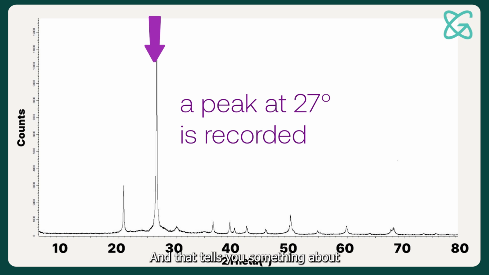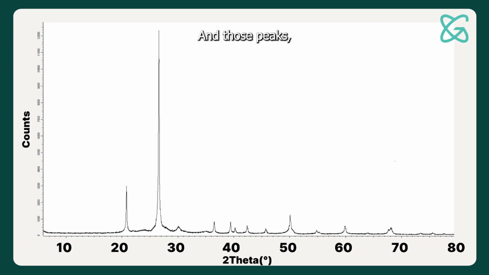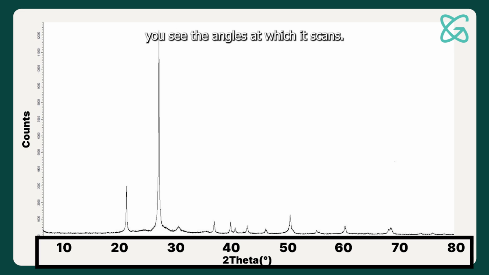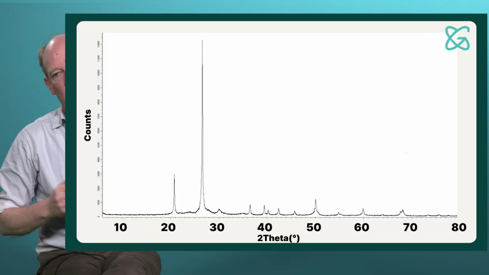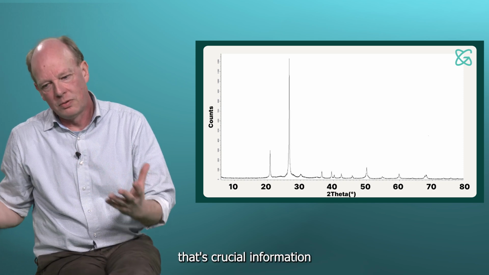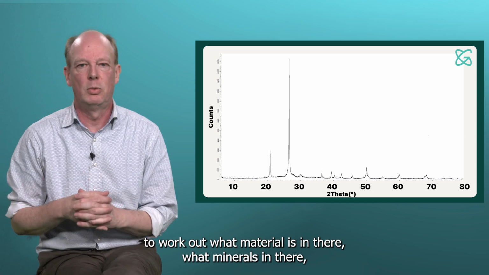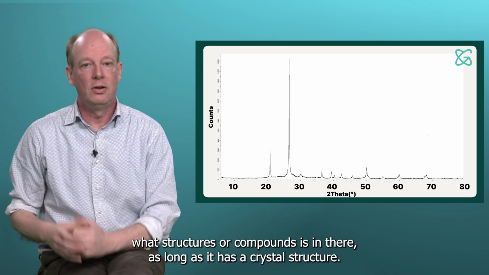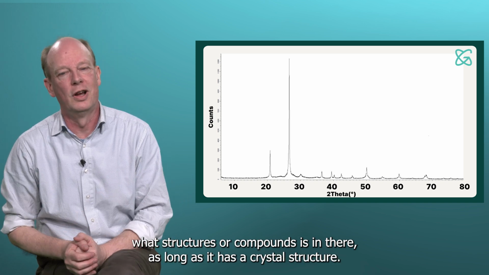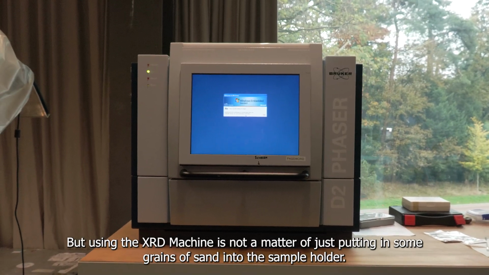And that tells you something about the crystal lattice of that material. And those peaks, the angles at which they occur, on the horizontal axis on the scan, you see the angles at which it scans. Where those peaks occur, that's crucial information to work out what material is in there, what mineral is in there, what structural compound is in there, as long as it has a crystal structure.